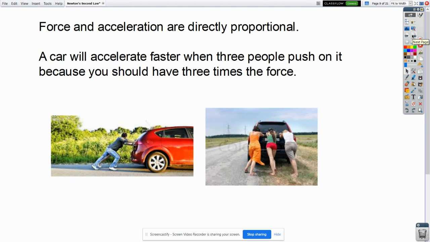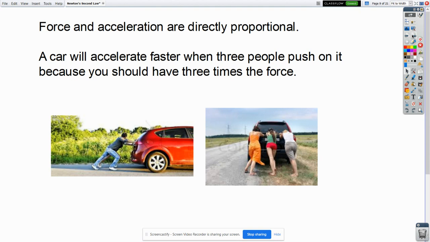Force and acceleration are directly proportional. That means the more force you have, the greater the acceleration is going to be. They'll change in the same way. So doubling the force will double the acceleration. Tripling the force would triple the acceleration. Cutting the force in half would cut the acceleration in half. They change in the same way.